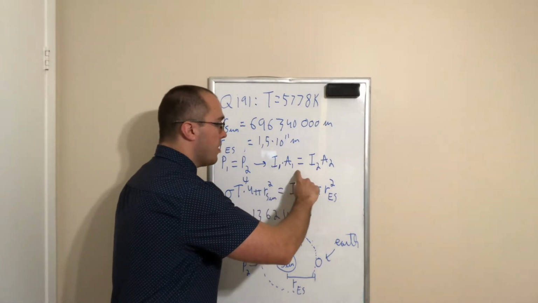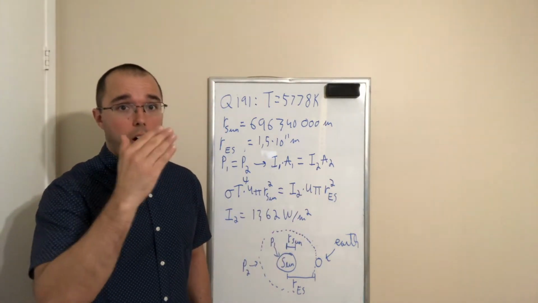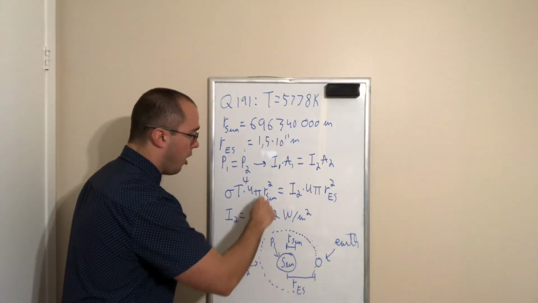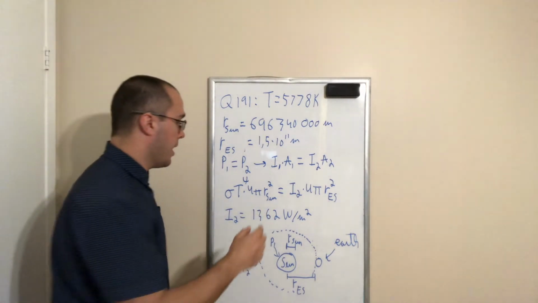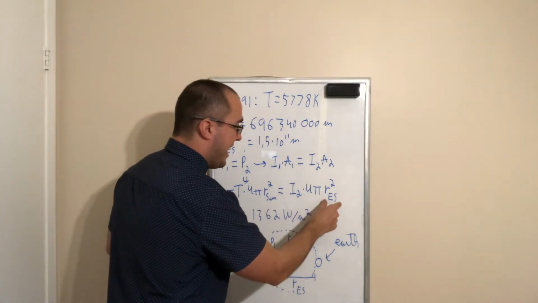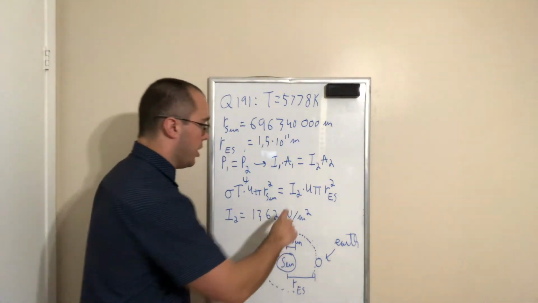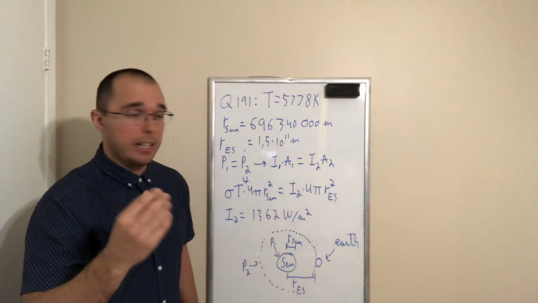Now we need the surface area of both of our spheres. The surface area is 4 pi r squared. So in this case, we have 4 pi multiplied by r squared. For our first sphere, it's the radius of the sun. And for the second sphere, the radius is the distance between the sun and the earth. And we have our I2 over here, which is the value we want to find.